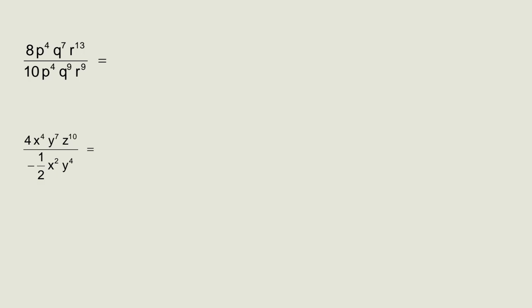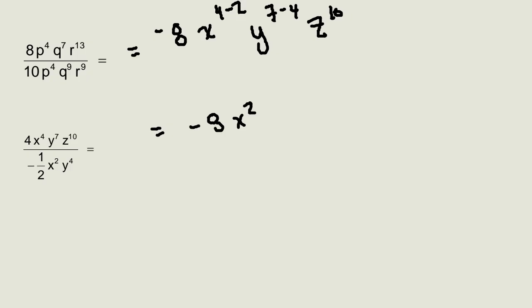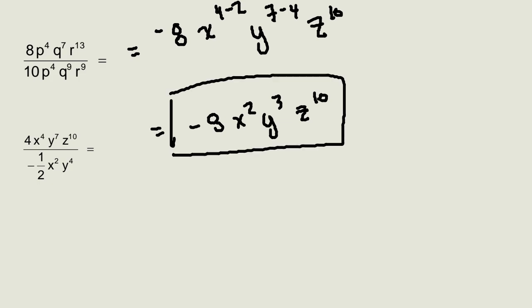So that's going to give me negative 8. And then x, I have 4 take away 2. And then for my y's, I have 7 take away 4. And then my z's, I have 10. So I have negative 8x squared, y 3, z 10 as my final answer. Okay.